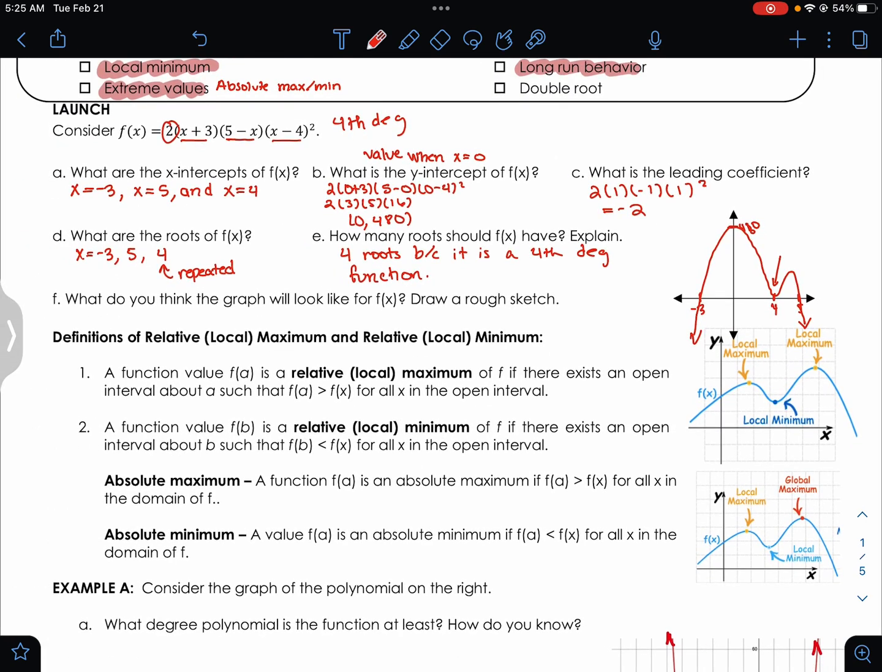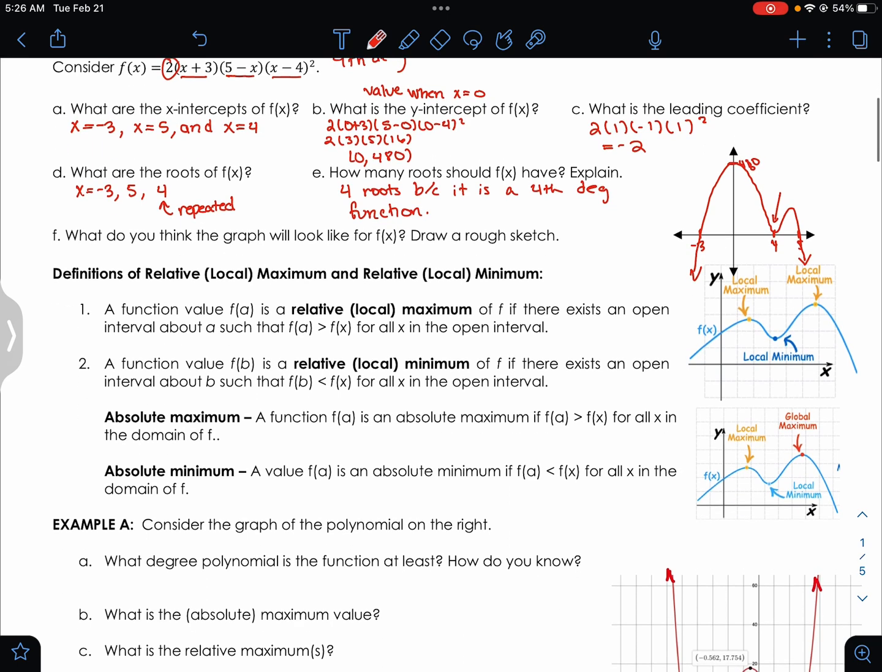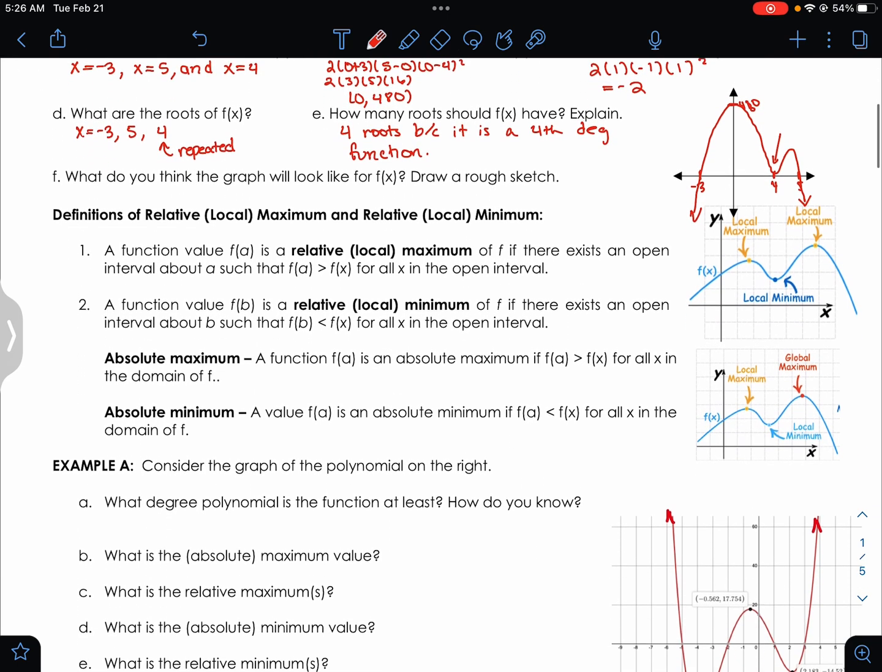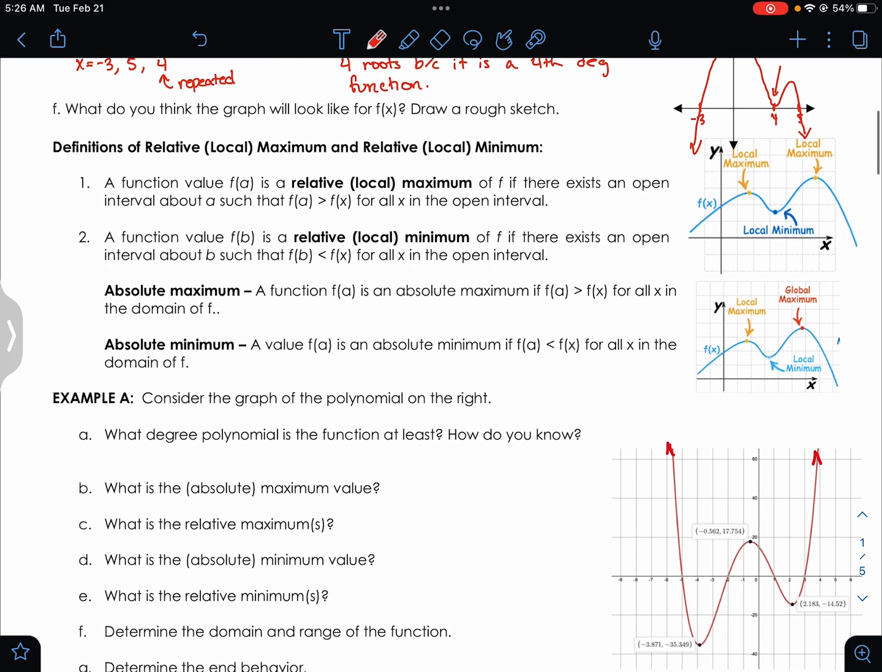So as we start our exploration of how to describe different polynomial functions, the first thing we're going to take a look at are our maximums and minimums. So there's 2 different types of maximums and minimums. A function can have a relative or local maximum and a relative or local minimum. And so you'll hear me use the word local or relative interchangeably. A function has a relative maximum if there exists an open interval about such that f of a is greater than f of x for all x in the open interval.